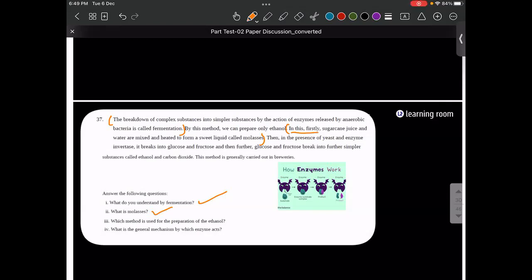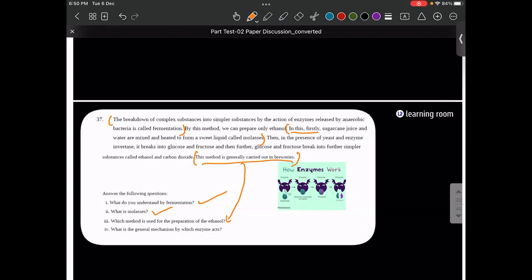What is the third question? Which method is used for the preparation of ethanol? Fermentation, sir. Or did you cut, copy like this: this method is generally carried out in breweries? No, sir, it's actually in the second line. Okay, this is the correct one: this method is generally carried out in breweries. So what did you write? Only fermentation? Yes, sir. Okay, only fermentation.